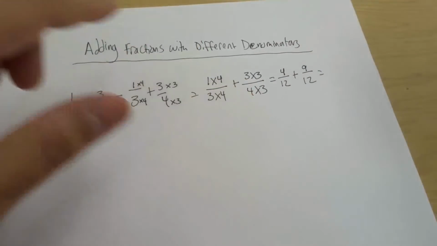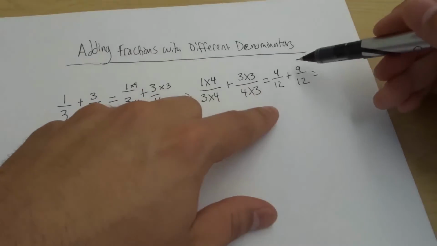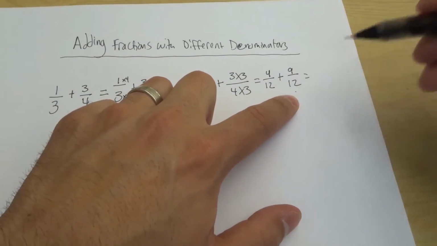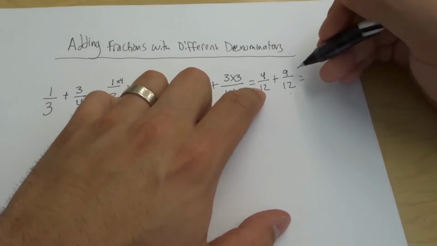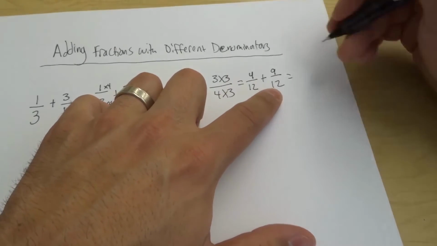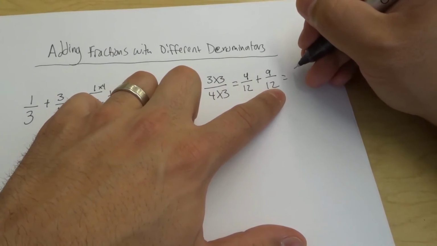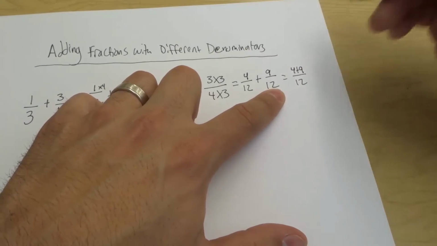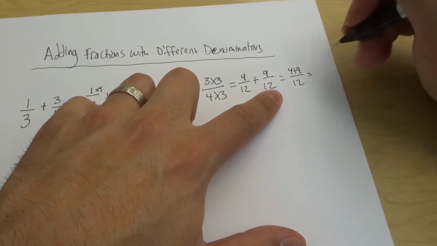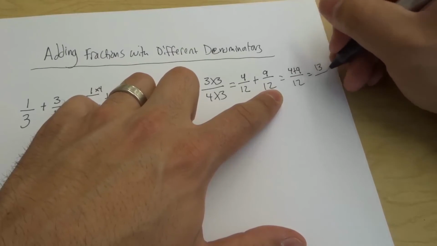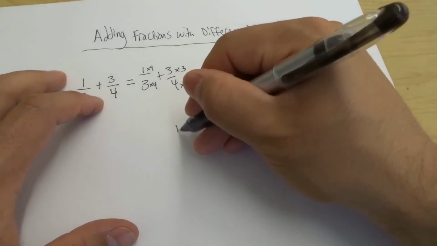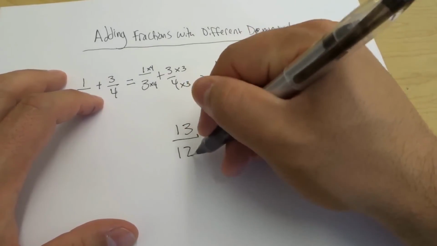What we have here is we've now created these fractions that have the same denominator, and we can go ahead and add them together. All we have to do is add the top number and bring it over 12. So we're going to do 4 plus 9 over 12. 4 plus 9 brings us to 13, and our denominator stays the same as 12. Our final answer is 13 over 12.